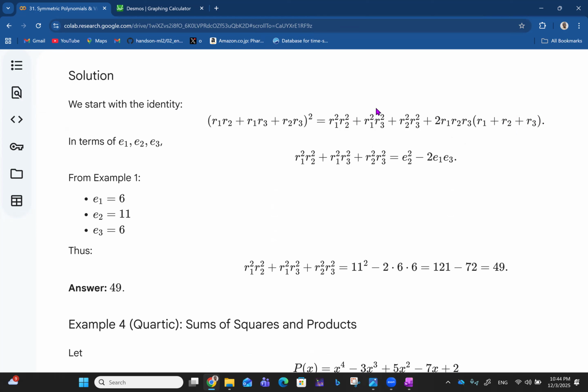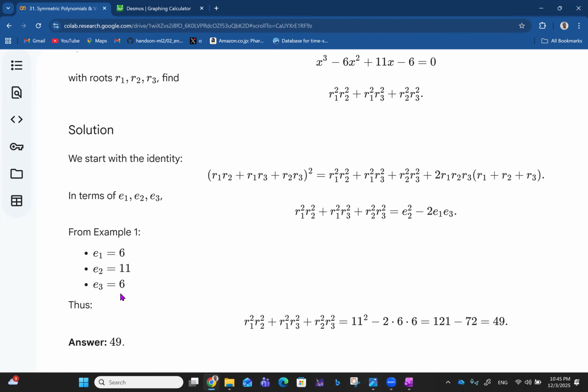You see this guy, this is E2. If you are looking for this, it will be this squared minus 2 times all this. So this expression is E2 squared minus 2 times E3 E1. For example, E1 is 6, E2 is 11, and E3 is 6, which we found already. Thus the whole expression is simply E2 squared, 11 squared, minus 2 times 6 times 6. That's 121 minus 72, which is 49. So the answer is simply 49.